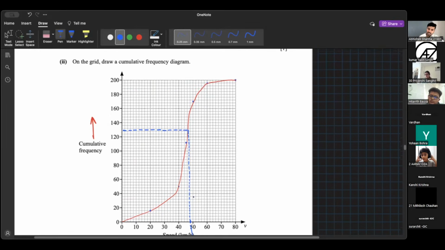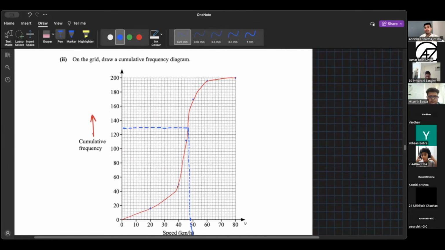You can see here, it will always be a smooth S shape like this because it is a cumulative frequency. The moment you move on to the next one, it is always greater than the first one. So it always goes like this. Okay.